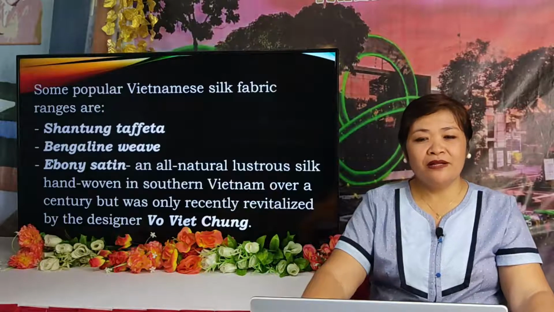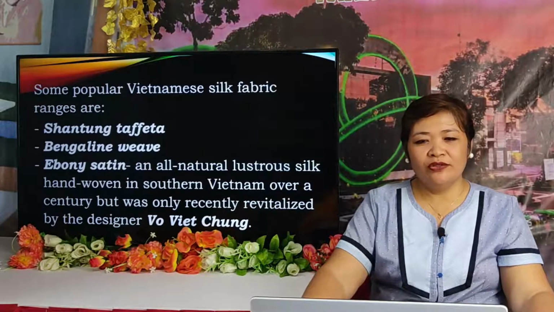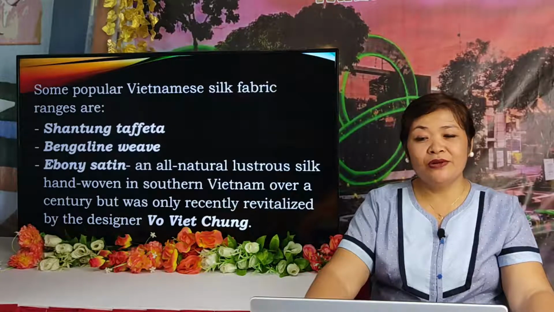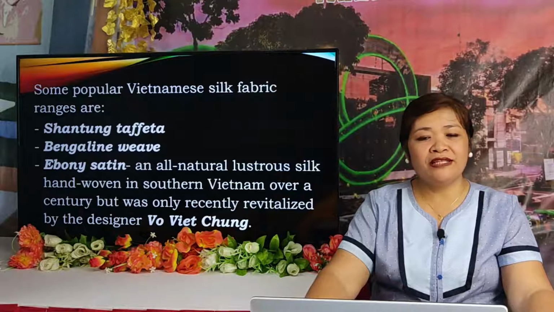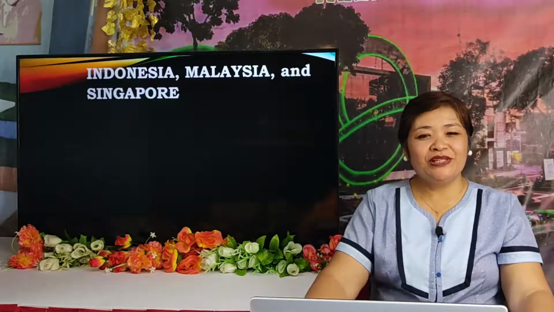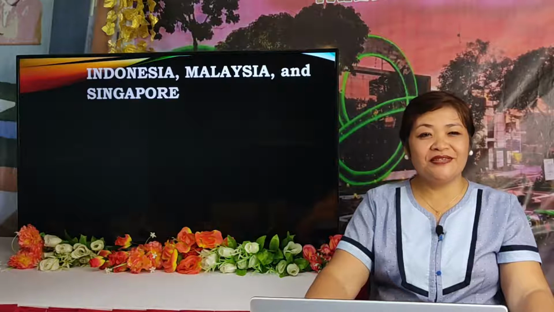Now let's move on to Vietnam. Some popular Vietnamese silk fabrics are Shantung taffeta, Bengaline weave, ebony satin, and all-natural lustrous silk hand-woven in southern Vietnam for centuries but only recently revitalized by the designer Ho Viet Chuong. Let's move on to Indonesia, Malaysia, and Singapore.